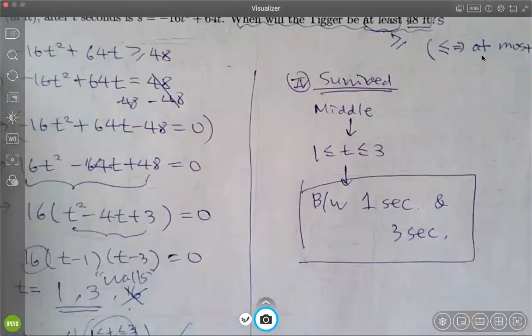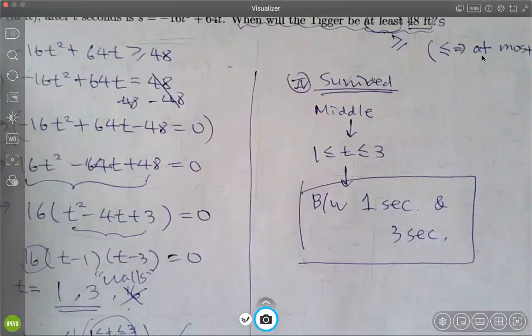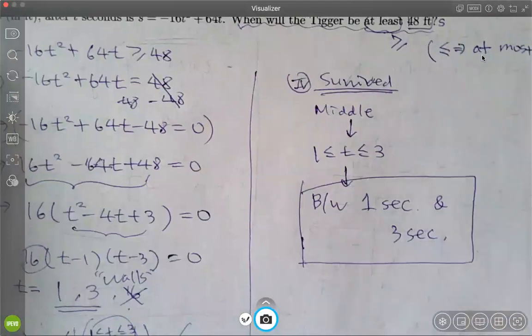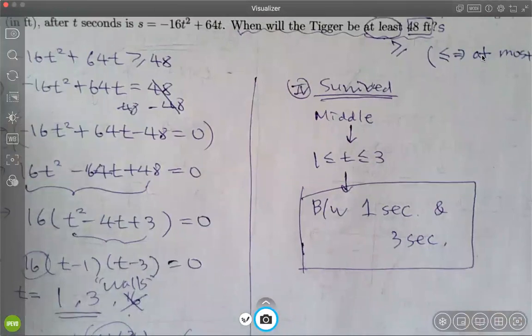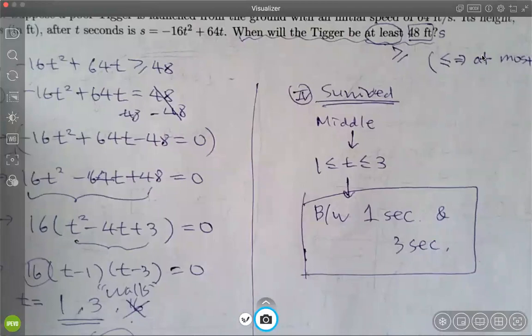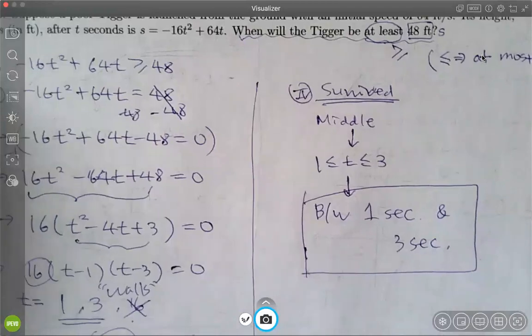Okay, and it could be 1 second and 3 seconds, right? Because what happens after 1 second and 3 seconds? The figure will be at 48 feet, right? Okay, and anything in between will be what? Greater than 48, right? Okay, so altogether it means at least 48. Okay, so that was kind of the simple word problem.